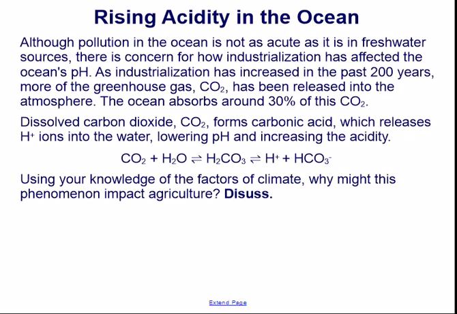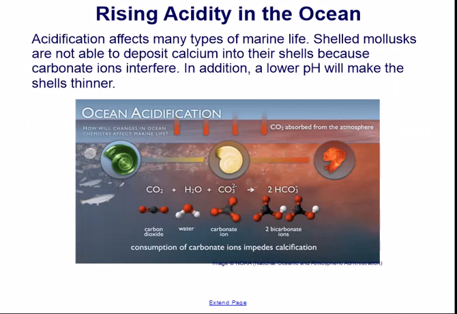Using your knowledge of the factors of climate, why might this phenomenon impact agriculture? Discuss. Acidification affects many types of marine life. Shelled mollusks are not able to deposit calcium into their shells because carbonate ions interfere. In addition, a lower pH will make the shells thinner.